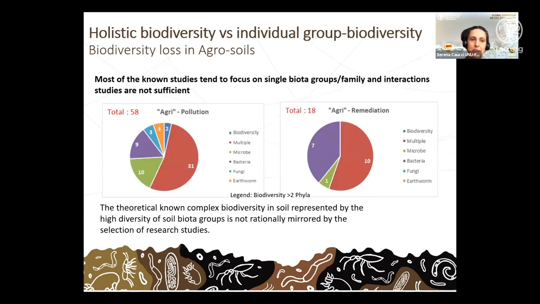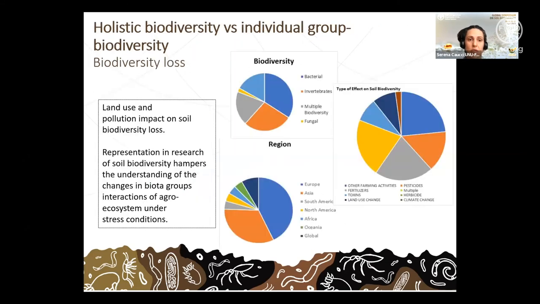You can clearly see that most of the studies here on the left, when we define biodiversity loss in agriculture due to pollution, almost half of the studies were addressing only a certain phylum, so either bacteria or fungi or earthworms. And the same is true for biodiversity loss when we look at bioremediation strategies. So despite the known complexity of soil, this is not represented in scientific research. And therefore, we think that more studies should be addressed on it.